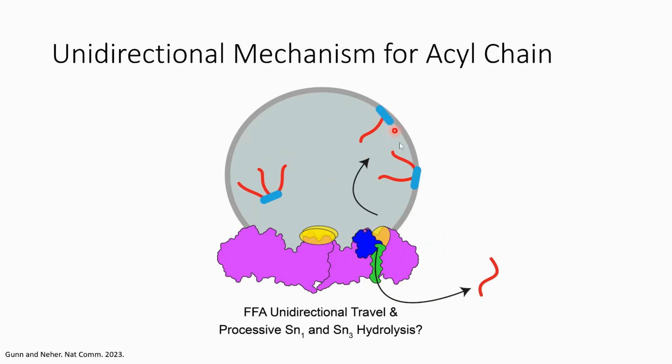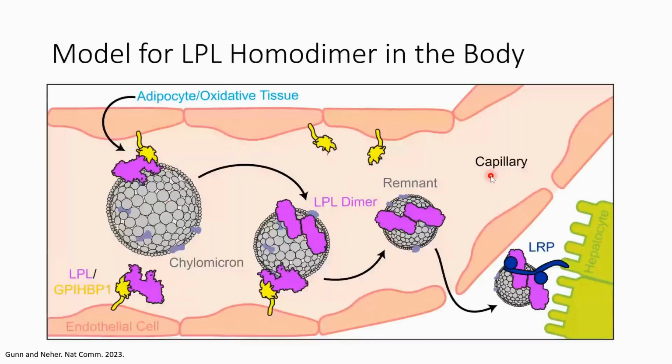Another thing that I'm currently interested in looking at is whether or not this secondary pocket for the SN2 chain could allow processive hydrolysis of the SN1 and SN3 chains of a single triglyceride. So essentially going from a triglyceride to two free fatty acids and a monoglyceride, rather than going to a diglyceride with one free fatty acid. So those are areas of future investigation in the Neer lab.